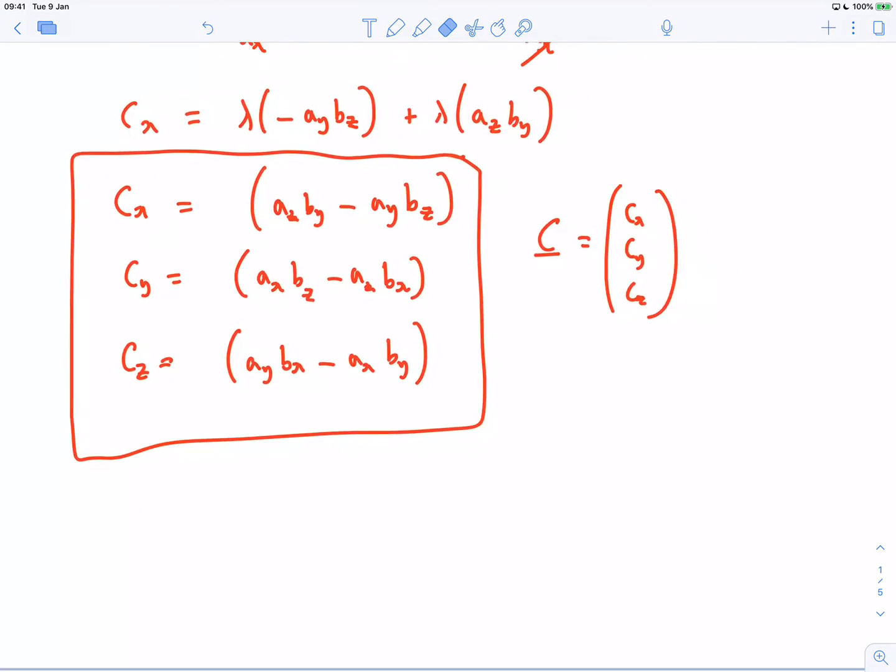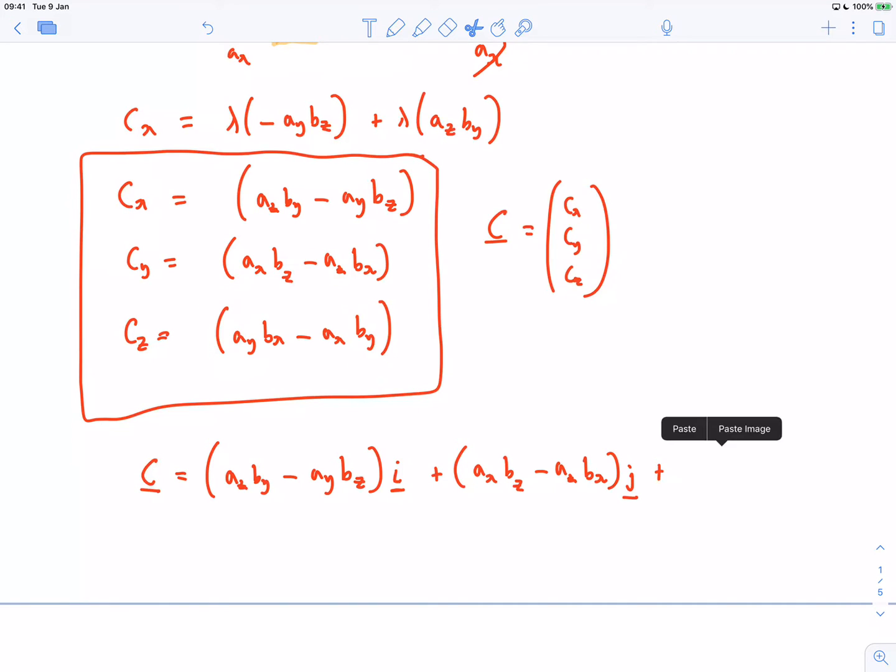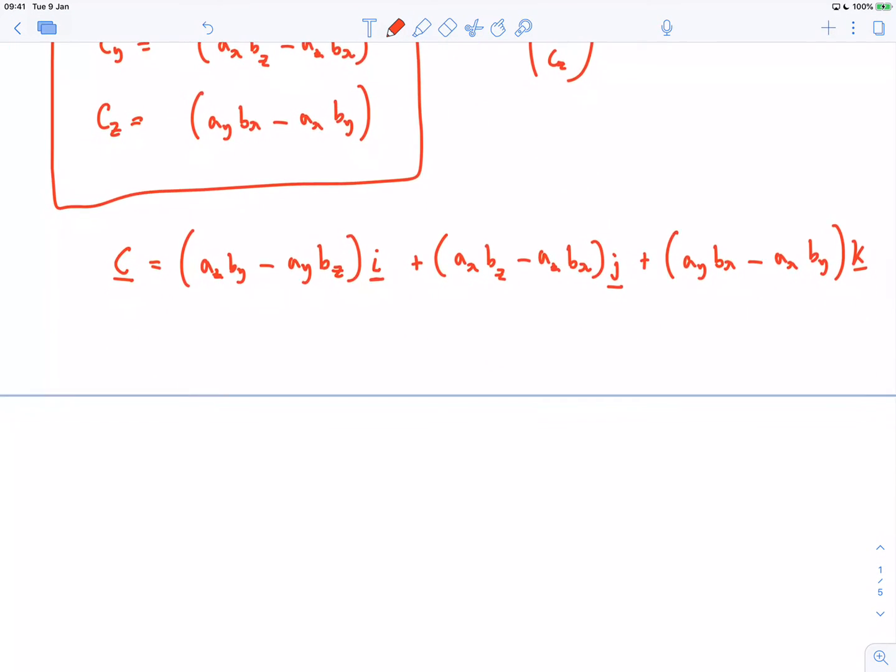Okay, so now here's the trick. That means C is the same as, and now in vector form, it would be this vector times I, because that's the I component, plus this vector times J, plus, and this is the Z component, K. Oops. And you're probably thinking, right, okay, so what?